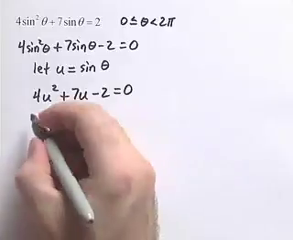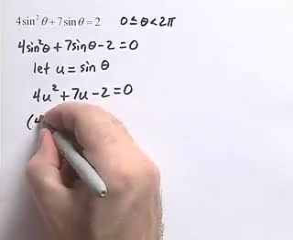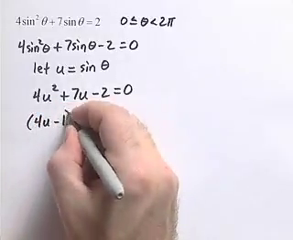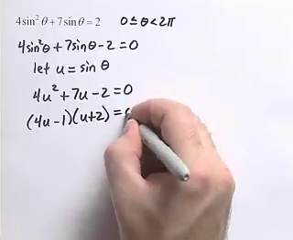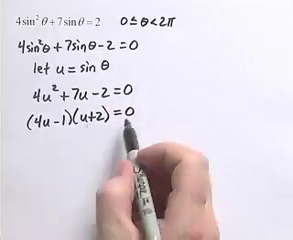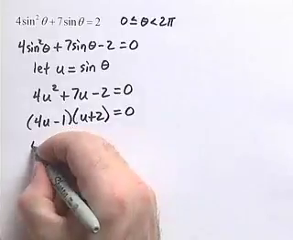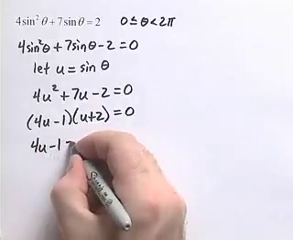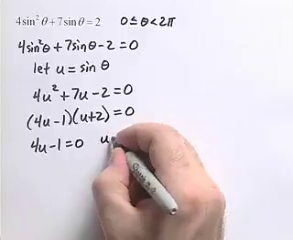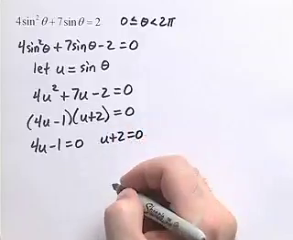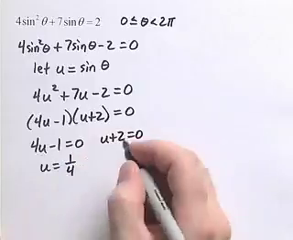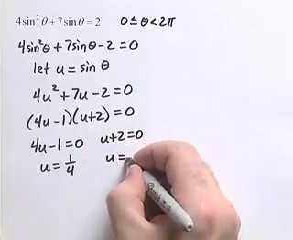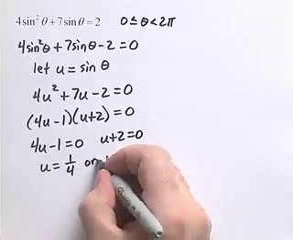This does indeed factor. We can factor this as 4u minus 1 times u plus 2, and that equals 0. We're going to set each of these factors equal to 0. 4u minus 1 equals 0, or u plus 2 equals 0. This one will give us u is equal to 1/4. And here we'll get u is equal to negative 2.